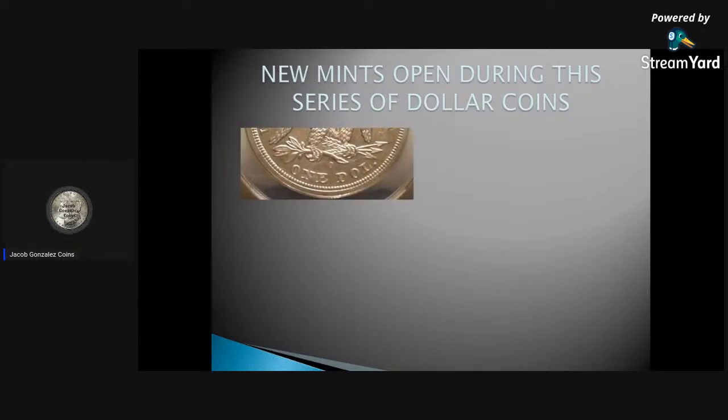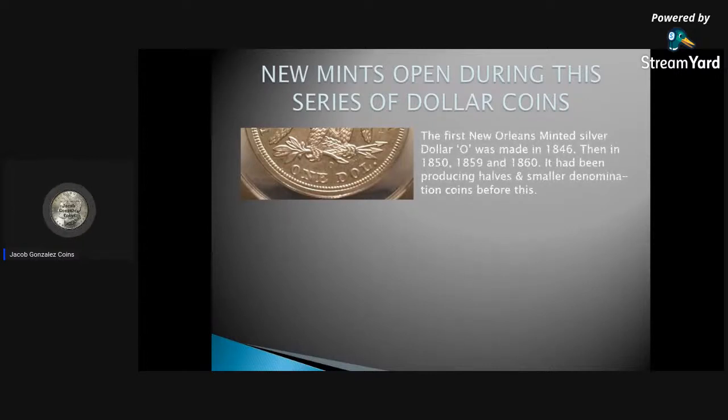You can see there's an O right below the eagle. The first New Orleans minted silver dollar with the O was made in 1846. Then in 1850, 1859, and 1860. It had been producing halves and smaller denomination coins before this, but that was the first use of the O on the silver dollar in 1846.